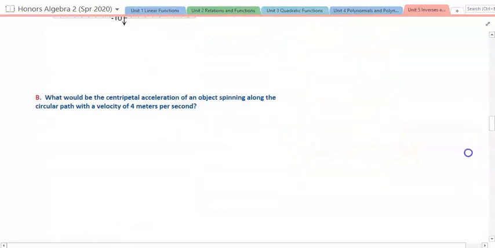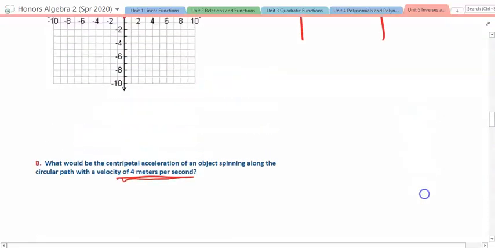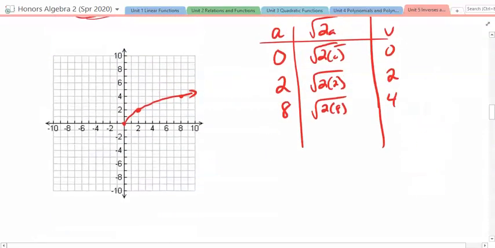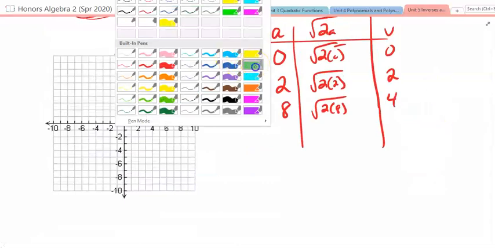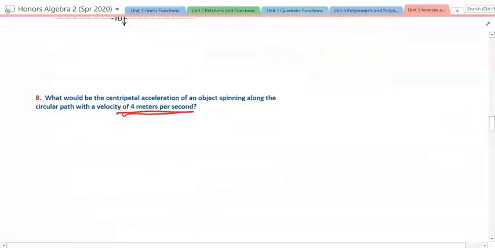Okay? And so what would the centripetal acceleration of an object spinning along the circular path with a velocity of 4 meters per second be? Well, that comes back up here. I need to find where my velocity is equal to 4. What was the acceleration? Well, that's coming here. The acceleration would be 8 meters per second squared.